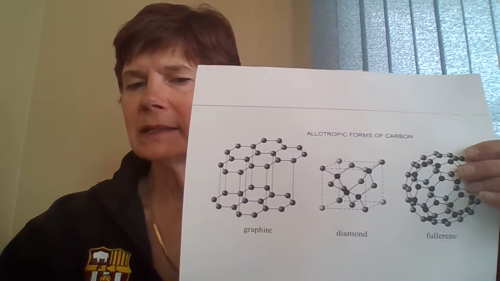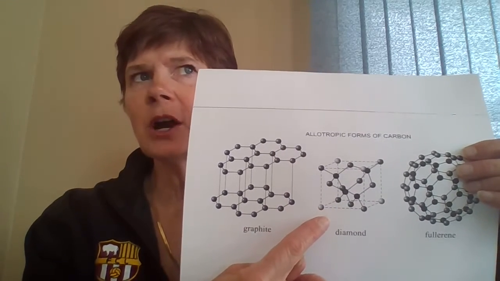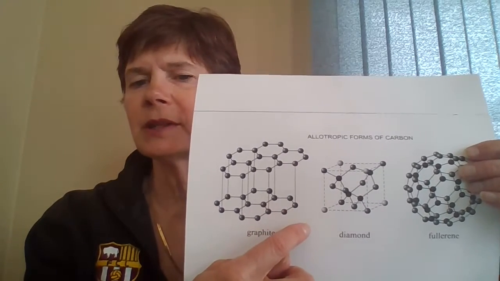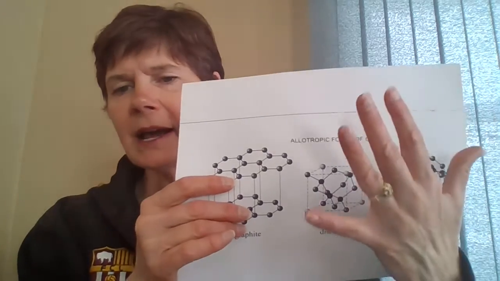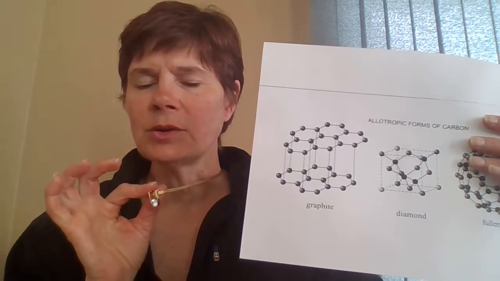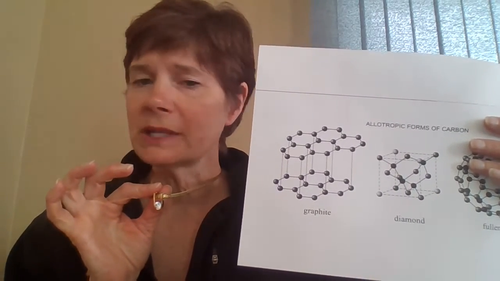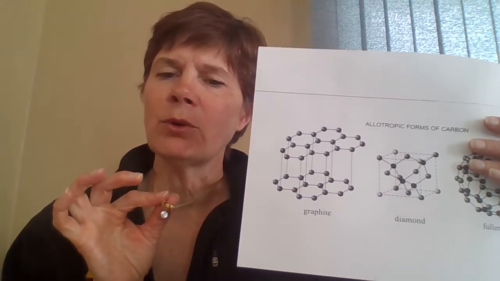The next is diamond, and the diamond form here is every carbon that is bonded to 4 other carbons, so that tetrahedral structure. And to give examples of that, I have a diamond ring on, I have a diamond necklace on. Those diamonds, those are very different form. It's an allotrope, still all carbon, but it is in a different form.